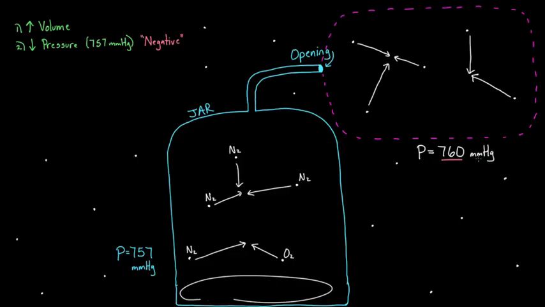So if you actually want to compare them to each other, you'd say 757 minus 760 is negative 3, and that would be a negative number. But for the time being, I'm just going to leave it in the numbers we have, which is 757.